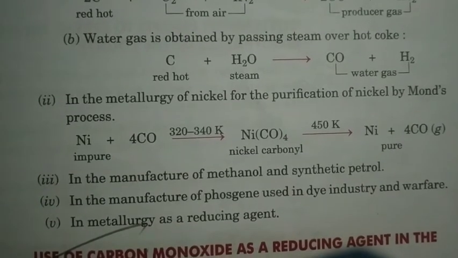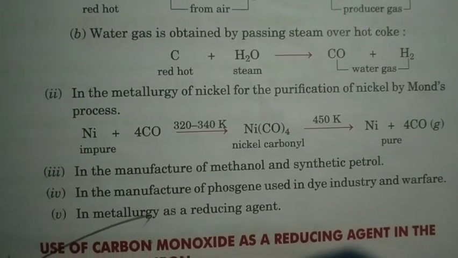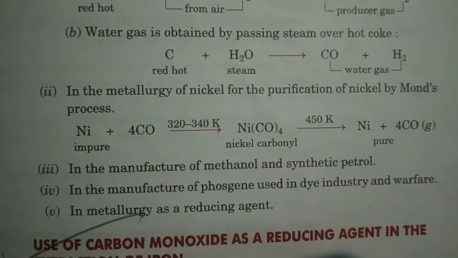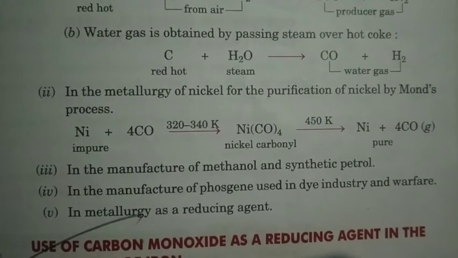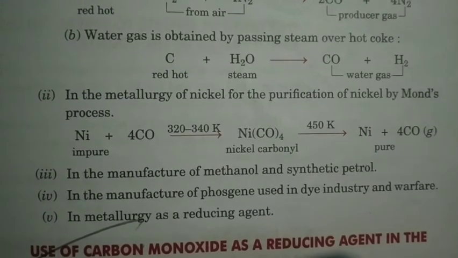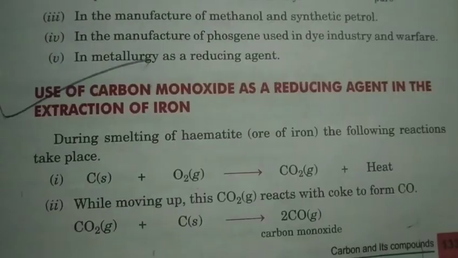The third point you see is in the manufacture of methanol and synthetic petrol. Then in the manufacture of phosgene, what is it? Carbonyl chloride, COCl2, used in the dye industry and warfare. And in metallurgy as a reducing agent.